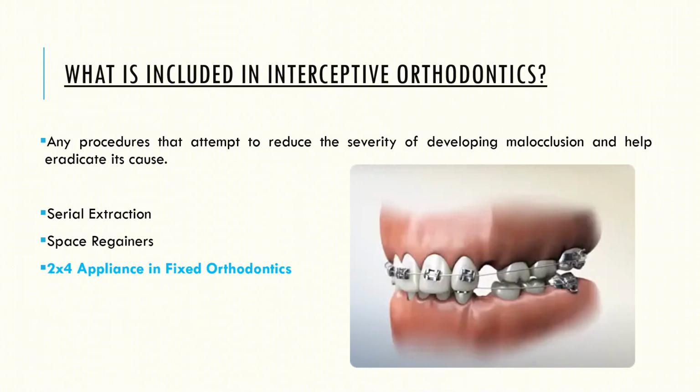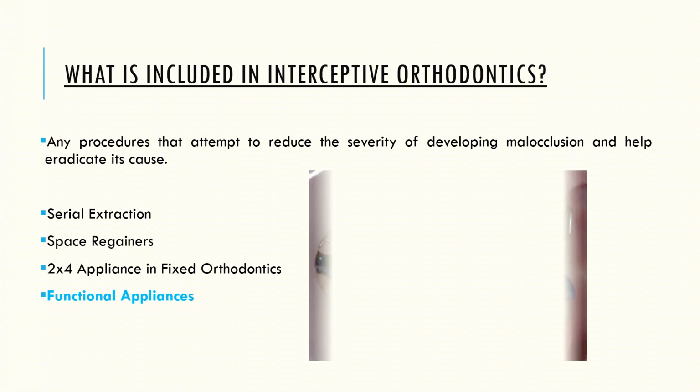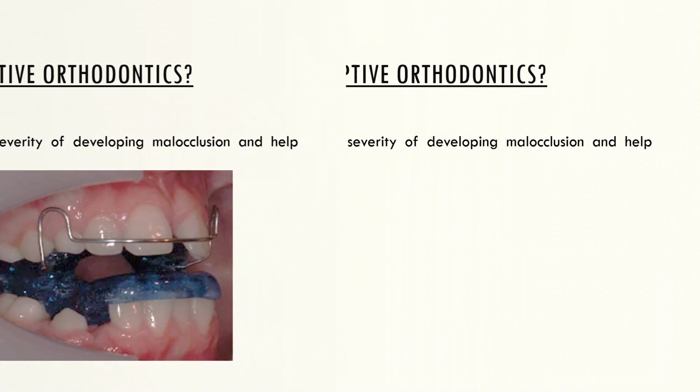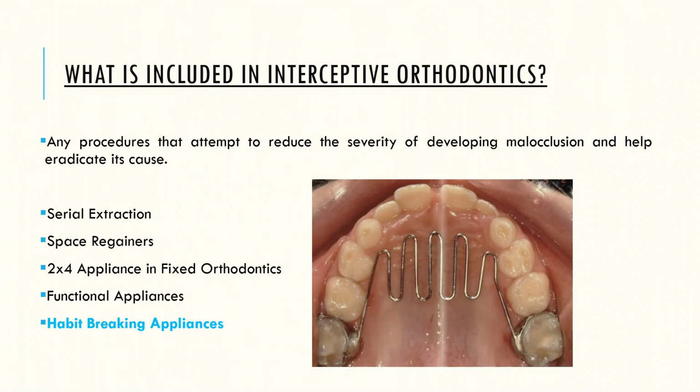2x4 appliance in fixed orthodontics. A fixed orthodontic appliance involving 4 anterior teeth and 2 first molars is known as a 2x4 appliance. Functional appliances are given for growth modulation in interceptive early stages of malocclusion so as to prevent the severity of skeletal malocclusion. Habit breaking appliances can be used to correct deleterious oral habits like tongue thrust, mouth breathing, thumb sucking, etc.